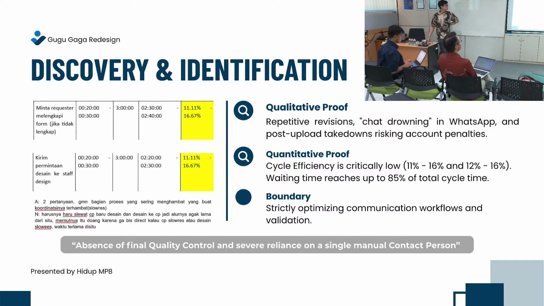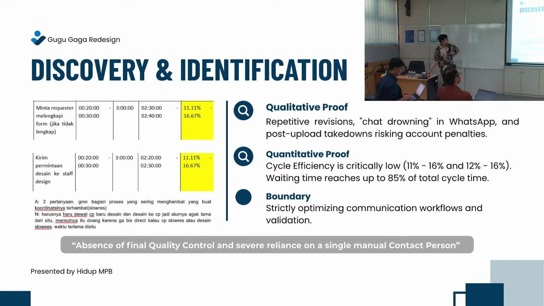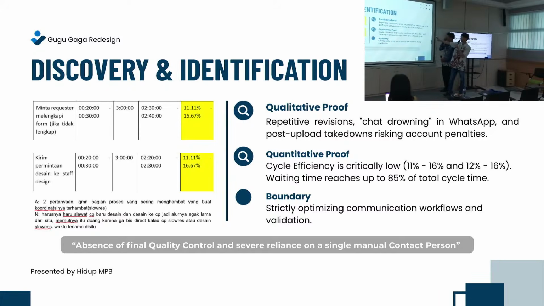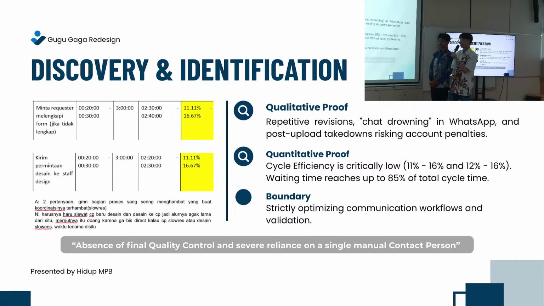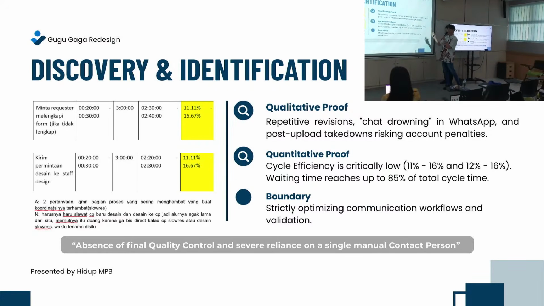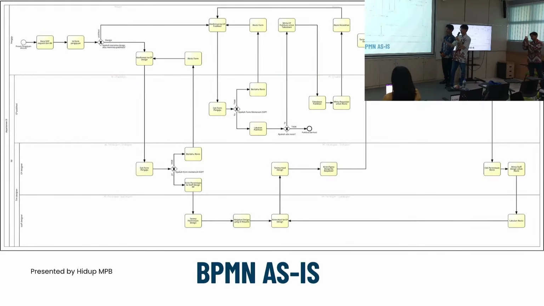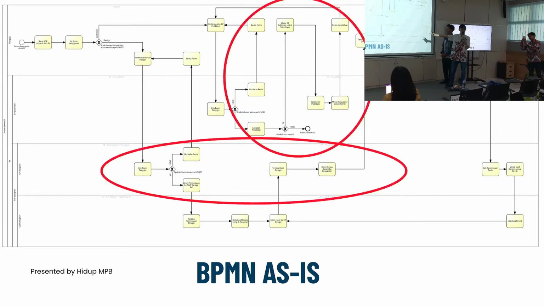This statement is supported by the result of the interview. You can see the qualitative proof is our keywords in the results. And the simulation shows that there's only 11 to 16% cycle efficiency, which means that 85% of the time is wasted just waiting. So therefore, this is our as-is diagram, and our pain points are located in these two red circles.